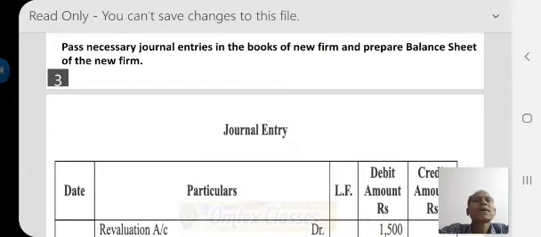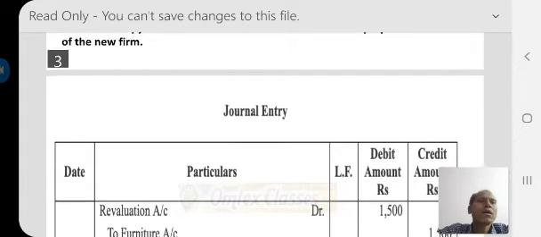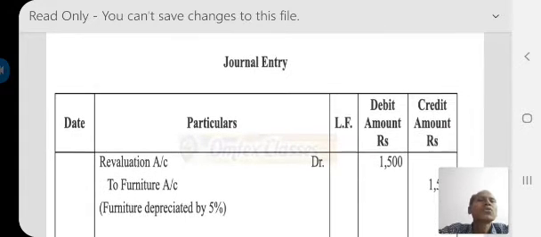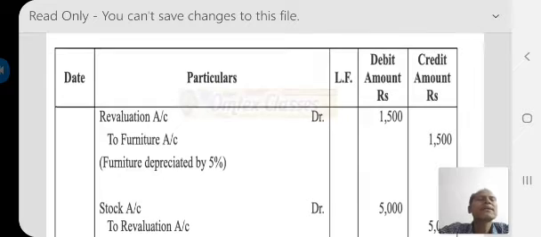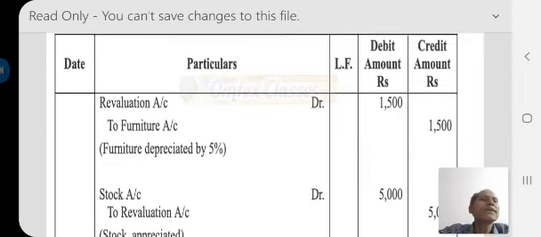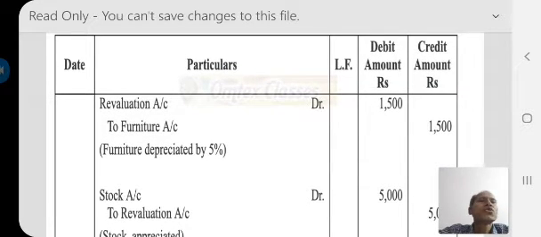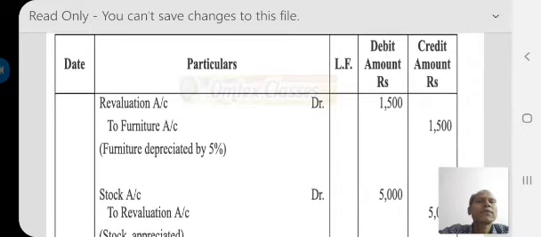Pass the necessary journal entries in the books of the new firm and prepare the balance sheet of the new firm. So, for journal entries, what are increased and what are decreased should be entered in the revaluation account. First we have to write the entries.